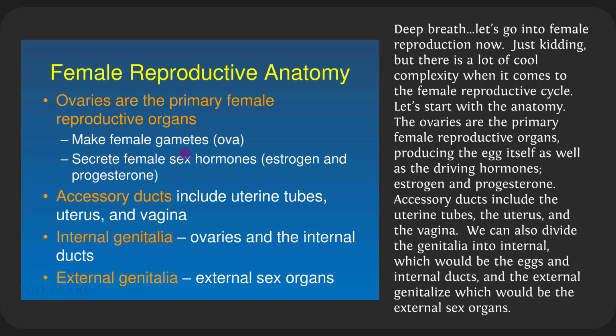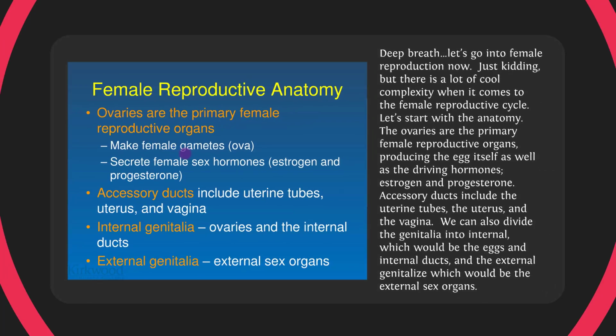It's very complex. There's a lot of cool complexity here when it comes to the female reproductive cycle. So let's start with the anatomy. The ovaries are the primary female reproductive organs producing the egg itself, as well as the driving hormones, estrogen and progesterone. Accessory ducts, we'll go through some figures here in a second. Accessory ducts include the uterine tubes, the uterus, and the vagina. We can also divide the genitalia into internal, which would be the eggs and internal ducts, and the external, which would be the external sex organs.